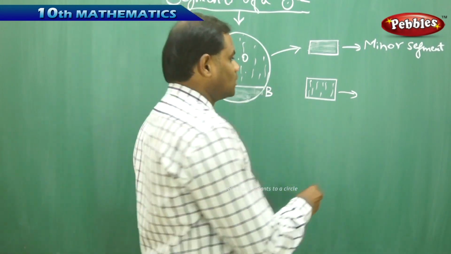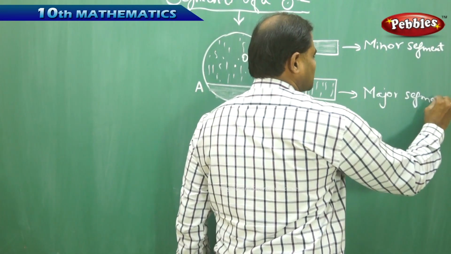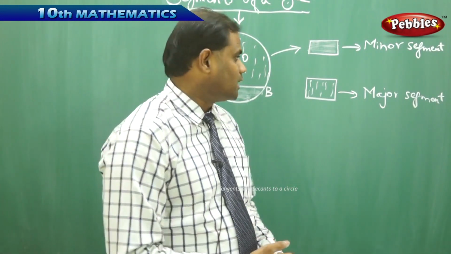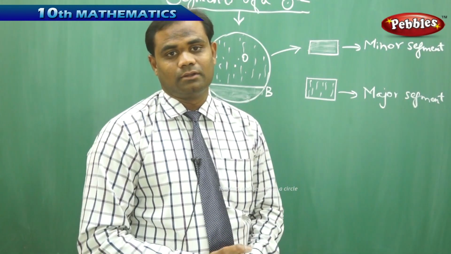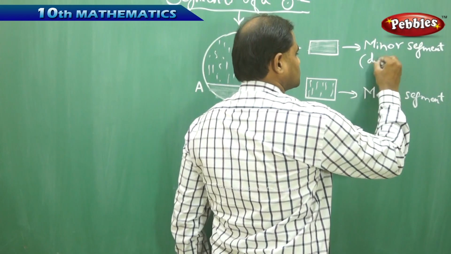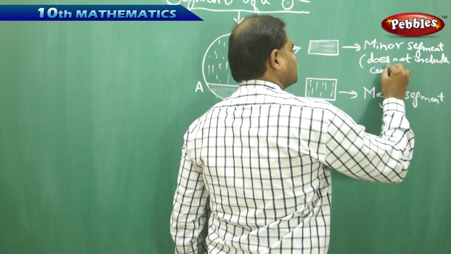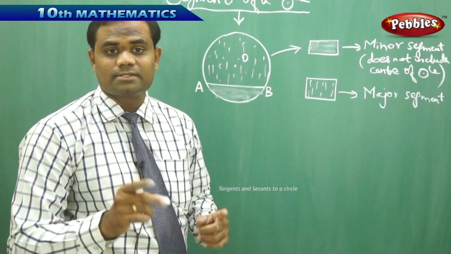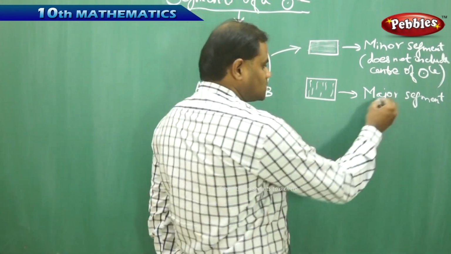Now, let's see what this shaded region is called. This part of the shaded region is called major segment because it is major in its area. But mathematically, how do you say that this is major in area or minor in area without actually measuring the area? Mathematically, this is called a minor segment because this does not include the center of the circle, but the major segment always includes the center of the circle, which is a very important note out here. So this is called the major segment.